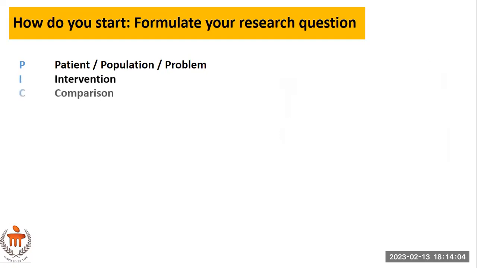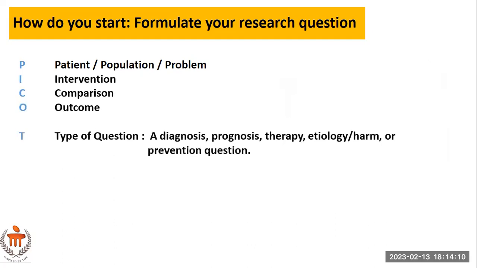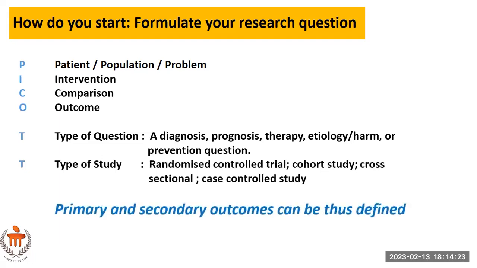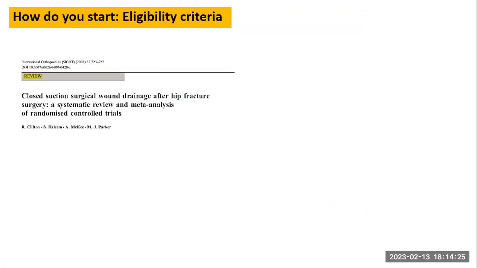So we already know how to formulate a research question for an article. The same way, we do the same thing for the meta-analysis and systematic review also. Along with that, we also ask what is the type of question we are looking at. Is it a diagnostic, a prognostic, or a therapeutic kind of answer I want? And of course, the type of studies which I already mentioned. And based on these, we come out with primary and secondary outcomes.